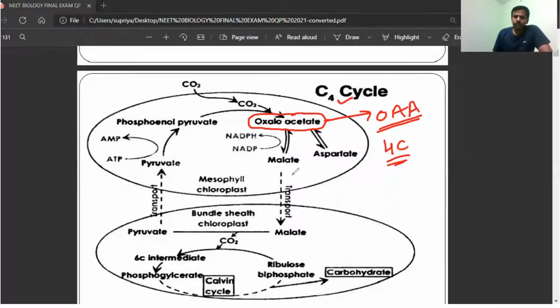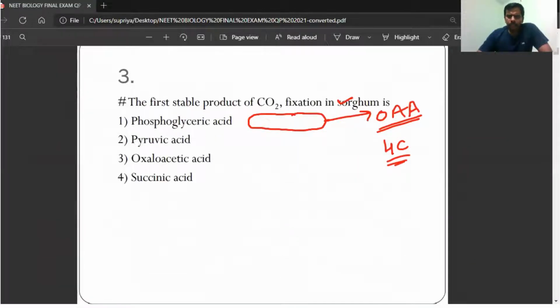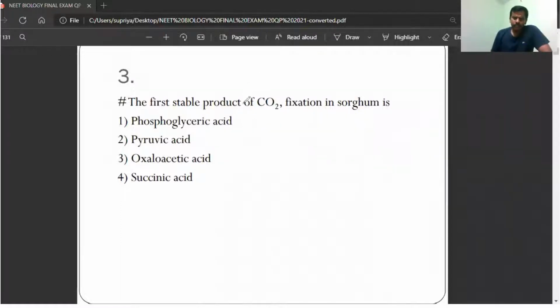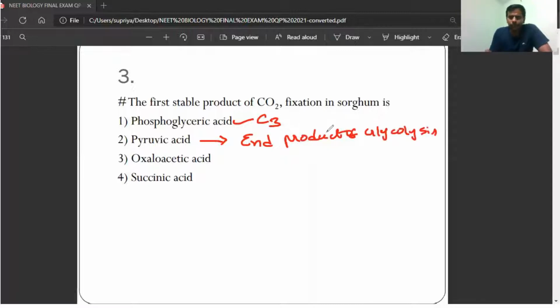So it means, if you see, the entire C4 cycle occurs in 2 different places of the leaf. It means 2 different types of cells in the leaf. Now see the options once again. The phosphoglyceric acid, the PGA, you can find in the C3 cycle. And pyruvic acid, you can find as the end product of glycolysis. See, one glucose molecule when it is broken down gives 2 pyruvic acids or pyruvates.